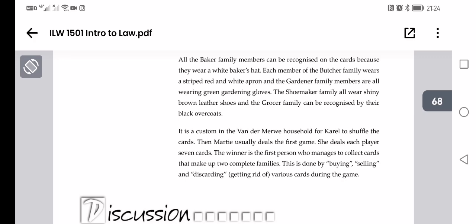All the Baker family members can be recognized on the cards because they wear a white baker's hat. Each member of the butcher family wears a striped red and white apron, and the gardener family members are all wearing green gardening gloves. The shoemaker family all wear shiny brown leather shoes, and the grocer family can be recognized by their black overcoat.